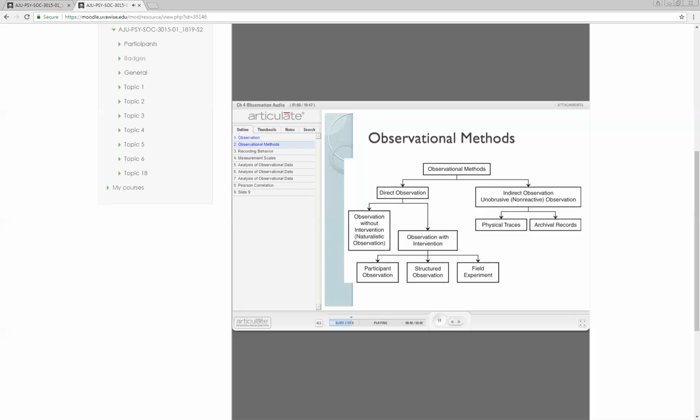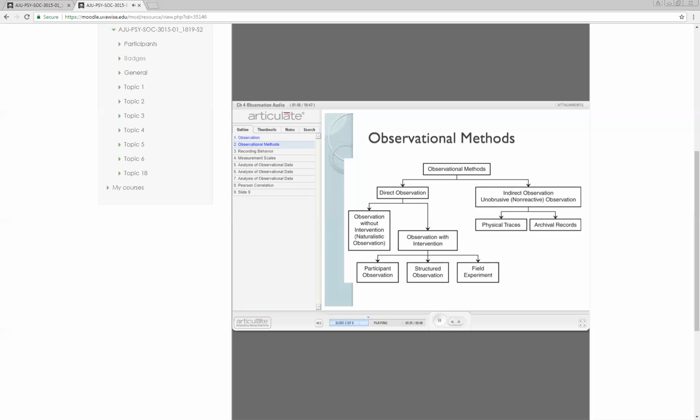We can further break down direct observation into observation without intervention or observation with intervention. Observation without intervention is called naturalistic observation. This is watching behavior as it occurs without doing any kind of intervention, without influencing the behavior in any way. For example, some studies are interested in children's behavior at recess, and so they may go to recess, watch what children are doing, and record it in some way, but they're not going to intervene, and they're hoping that this doesn't influence the behavior in any way. So again, this is naturalistic because we're hoping to observe the natural behavior.